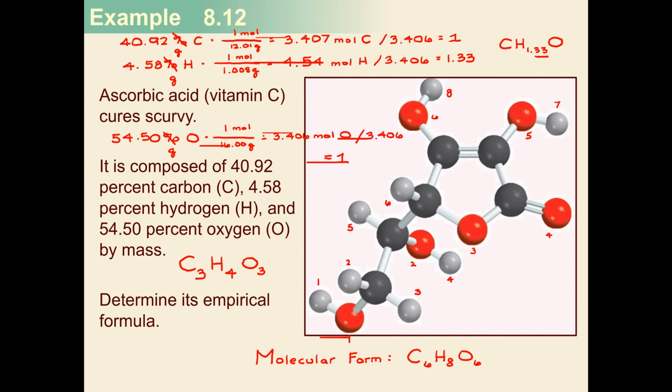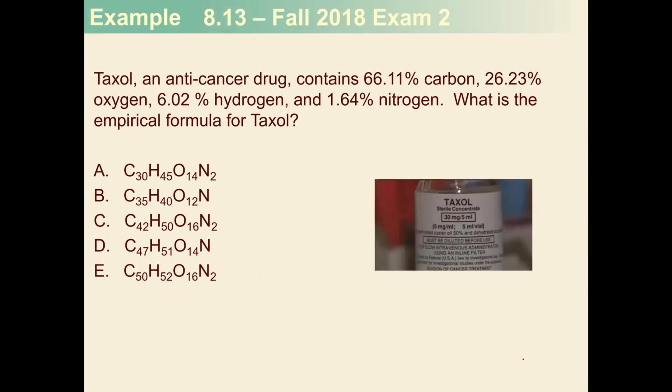Let's go ahead and try our last example. Taxol is an anti-cancer drug containing 66.1% carbon, 26.23% oxygen, 6.02% hydrogen, and 1.64% nitrogen. What is the empirical formula for Taxol?